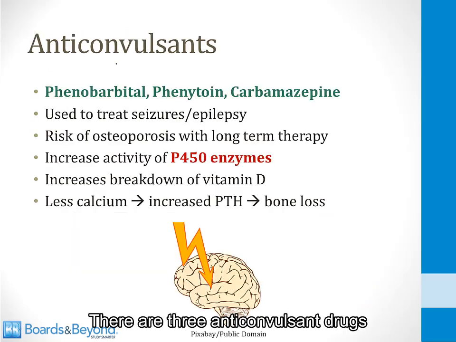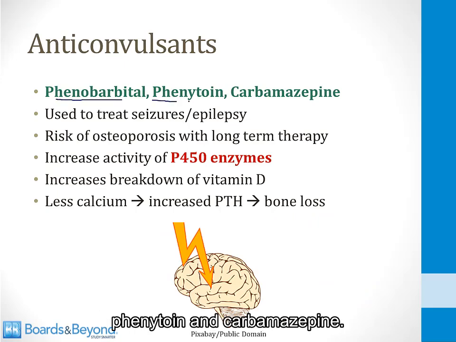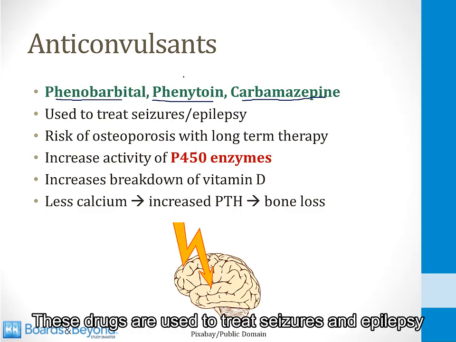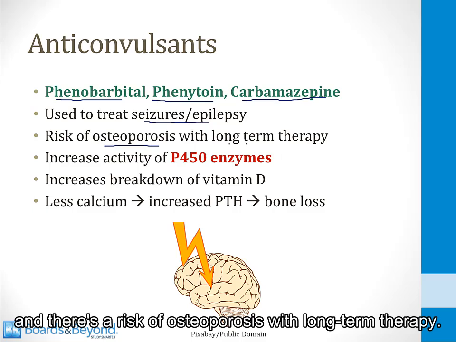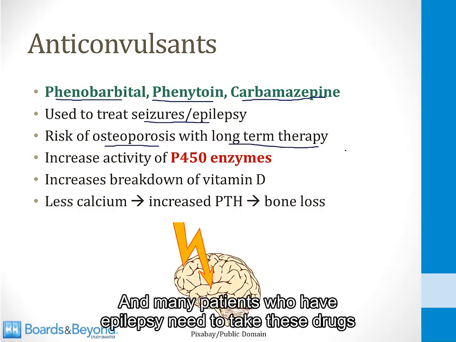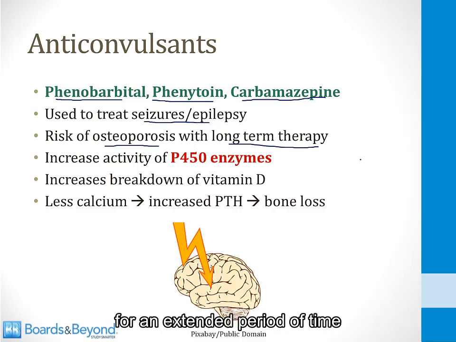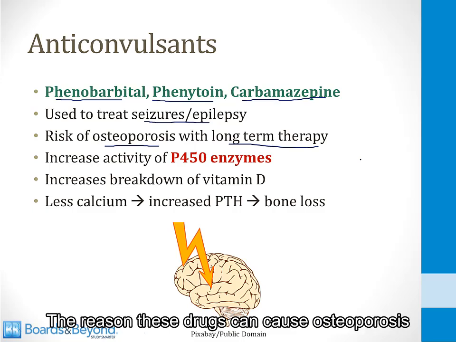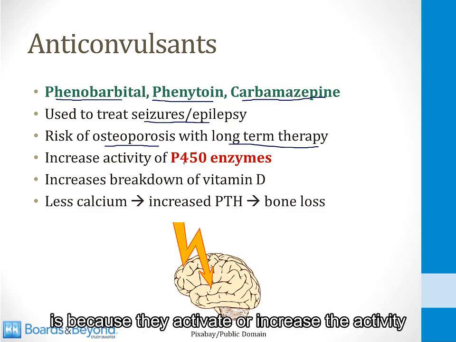There are 3 anticonvulsant drugs that can lead to osteoporosis. Those 3 drugs are phenobarbital, phenytoin, and carbamazepine. And I talk about all of these drugs in the neurology section in the video on seizures. These drugs are used to treat seizures and epilepsy, and there's a risk of osteoporosis with long-term therapy. And many patients who have epilepsy need to take these drugs for an extended period of time, and they're at risk for developing osteoporosis.